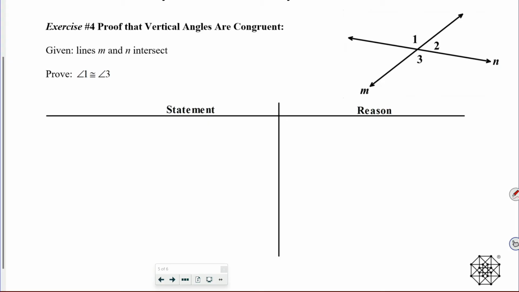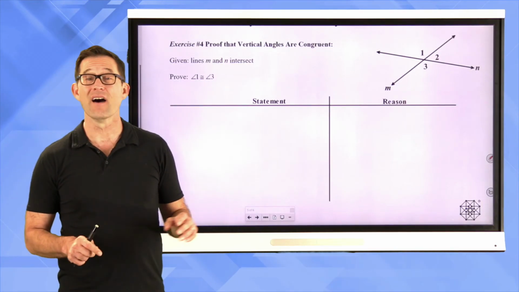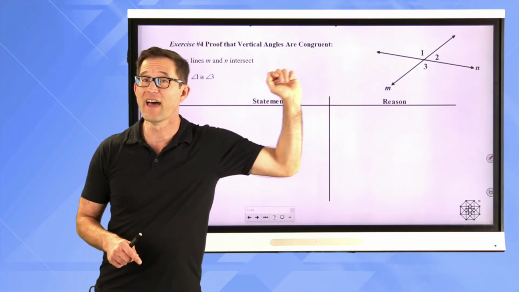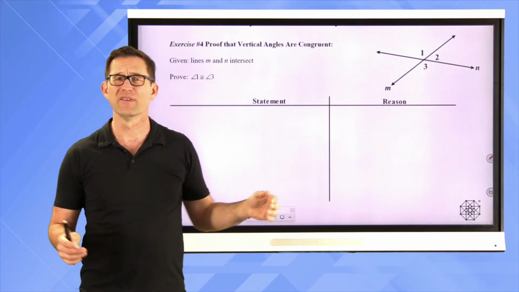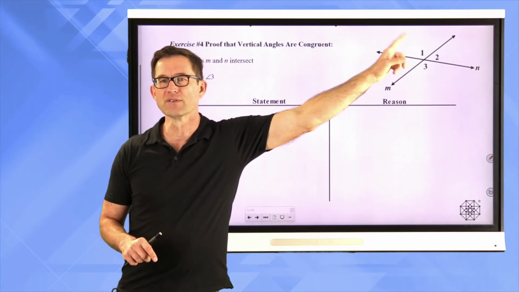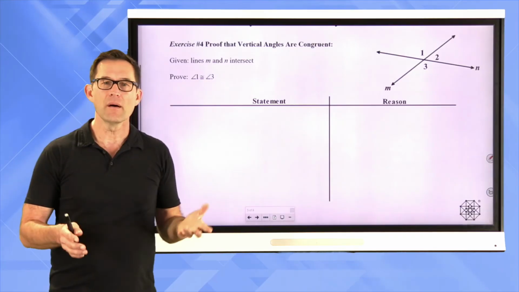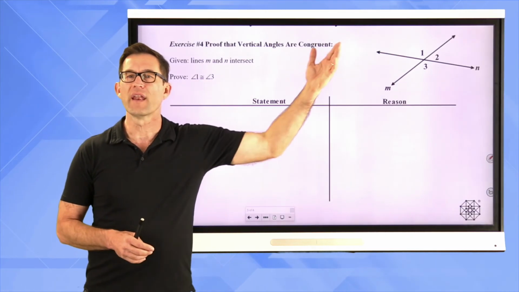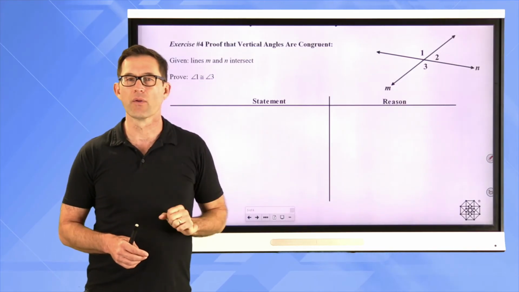Proof that vertical angles are congruent. Given lines M and N intersect, prove angle 1 is congruent to angle 3. Wow, you want to talk about not a lot in terms of givens, right? All I'm saying is line M and line N intersect, which is pretty obvious from the picture, but whatever. Then I've labeled three of the 4 angles, 1, 2, 3, and I want somehow to prove, using what we've just been playing around with, that angle 1 is congruent to angle 3.